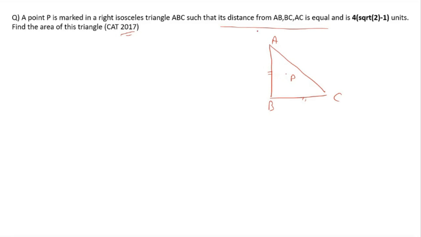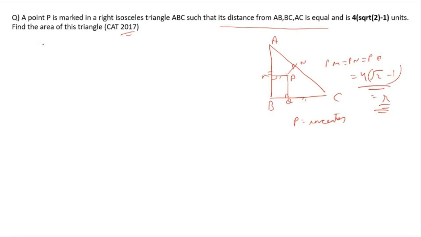Even if it's not written in the question, P is the incenter, because it's equidistant from the sides. So PM, PN, PQ are equal as given, and this distance is given as 4 into root 2 minus 1. So this is the inradius. The first thing you need to figure out, even before putting pen to paper, is that the distance from the three sides is equal, so the point is the incenter, and the distance given is the inradius. That is the first conclusion you need to draw even before starting the question.